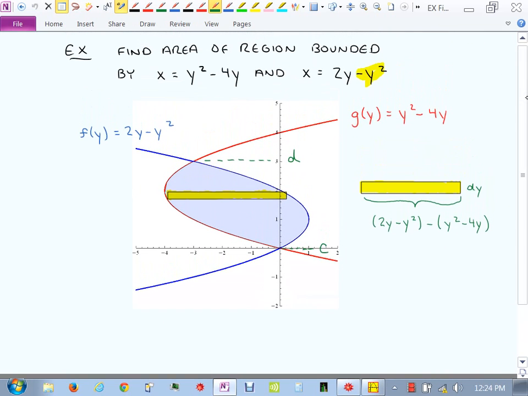Find the area of the region bounded by x equals y squared minus 4y and x equals 2y minus y squared. My first question to you would be, what lets you know that these are functions of y instead of x? Act like you don't have the picture, because I gave you the picture. Look up there. What lets you know that these are functions of y instead of x?